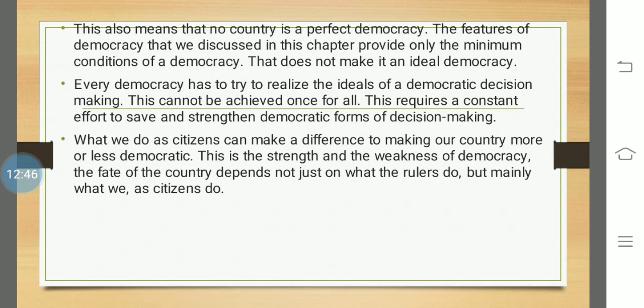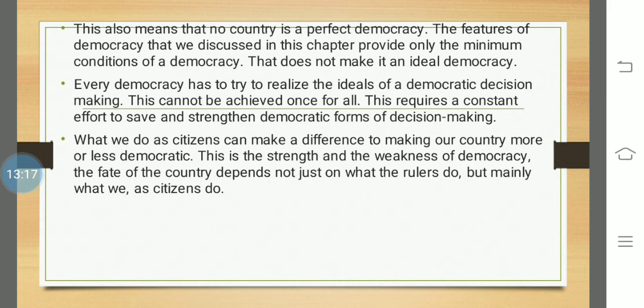Every democracy has to realize the ideals of democratic decision making. How is the decision making being done? Do the people have the right of consent, or are they being consulted? This should be the effort. Because once we have established a democratic form of government and we are not cross checking how the institutions of the government are being run, that is not all.